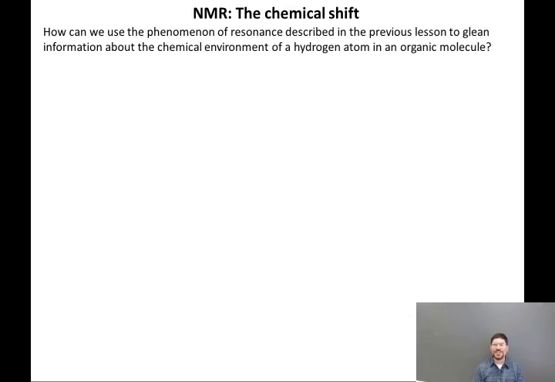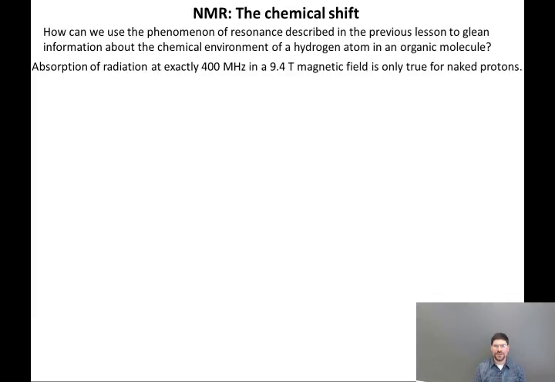Why are we talking about this in this class? So as we will see, although it'll take a couple lessons to get there, we can get information about the chemical environment of a hydrogen atom in an organic molecule based on the appearance of the peaks due to that hydrogen in the NMR spectrum.